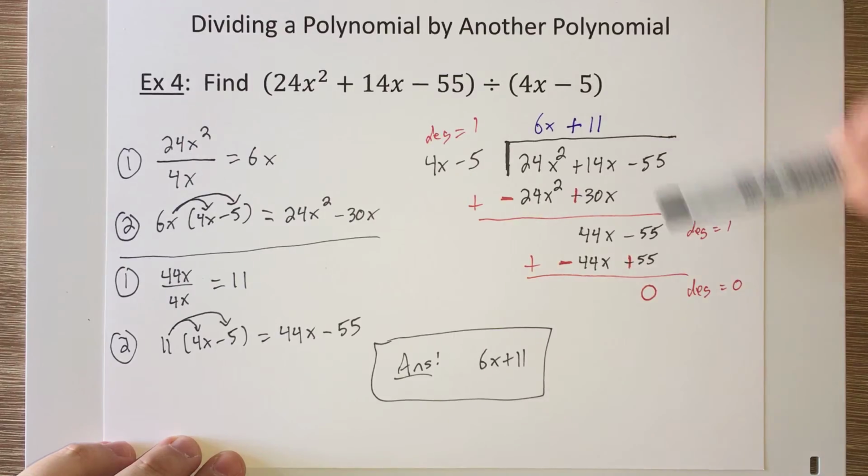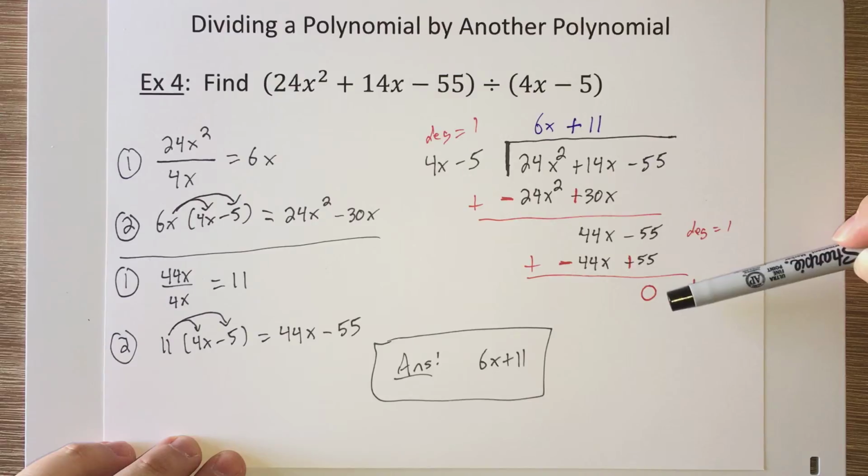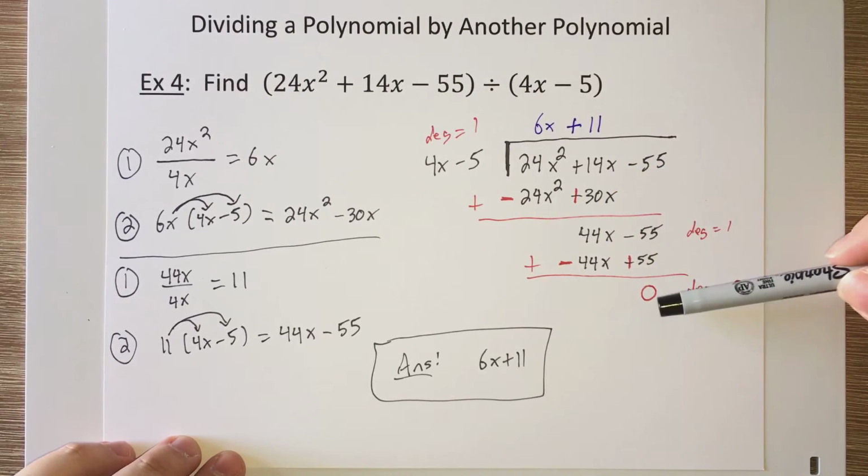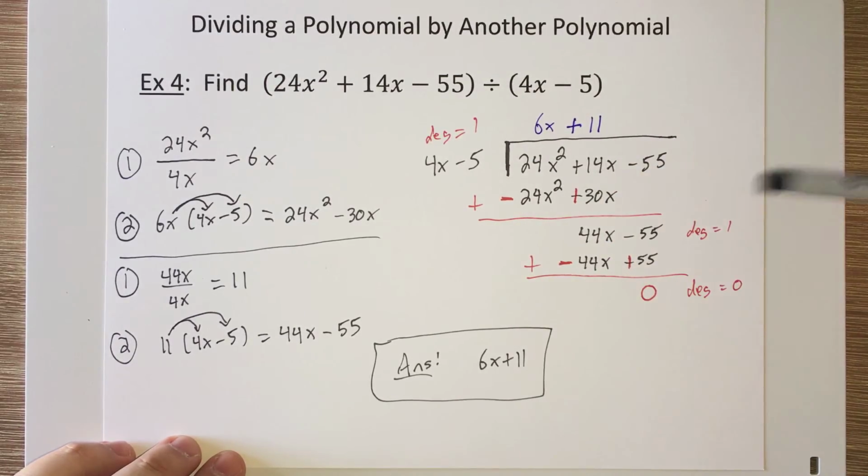That's it. But if there's anything else here, like if this was a 3, then the answer would be this plus 3 over that. If this was a negative 3, then you could put this minus 3 over that. But anyway, since we got a 0 here, the answer is just the top thing.